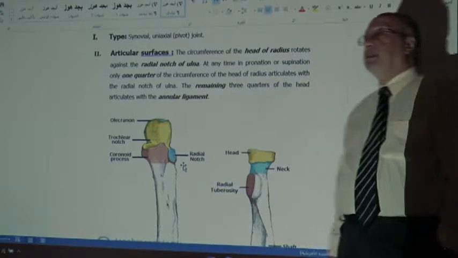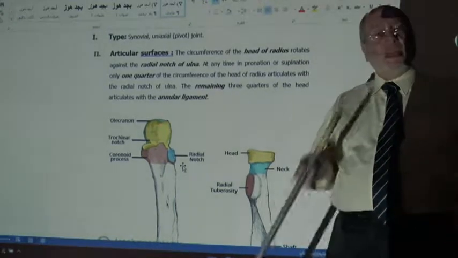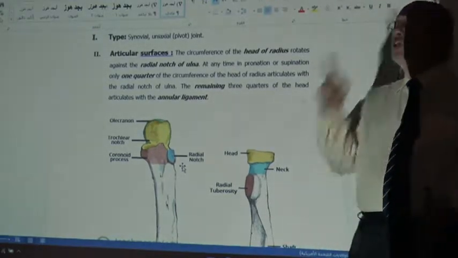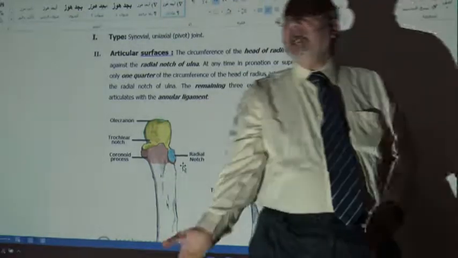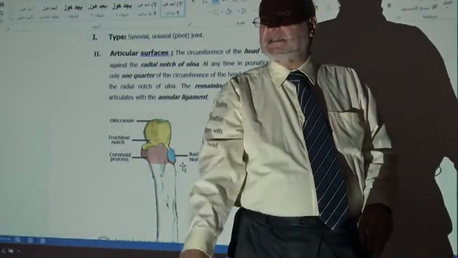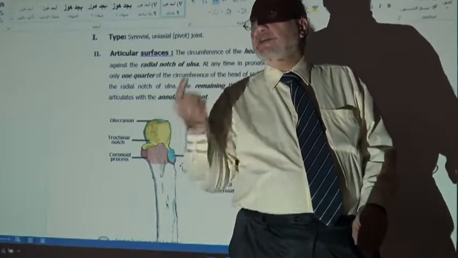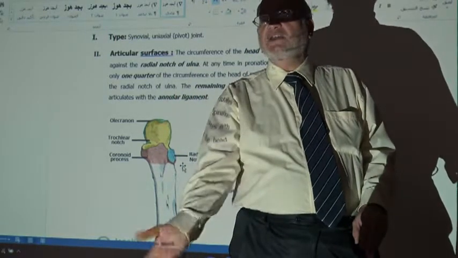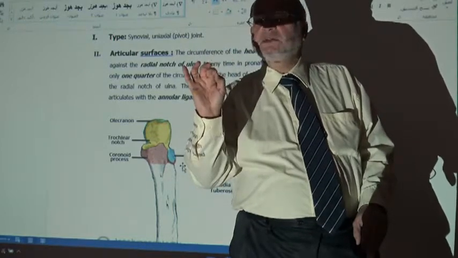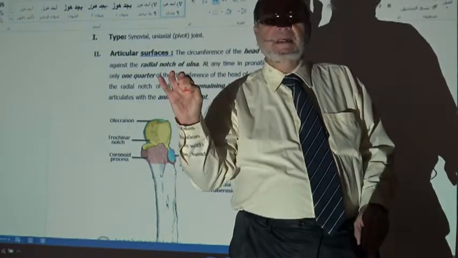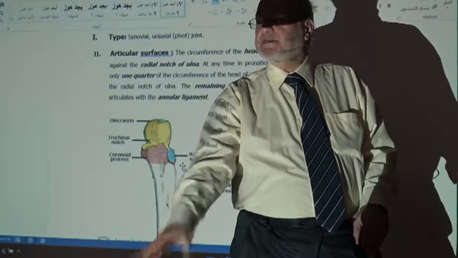The joint is synovial, as usual, uniaxial, but the axis here is the longitudinal axis. A uniaxial joint with the longitudinal axis is called a pivot joint.